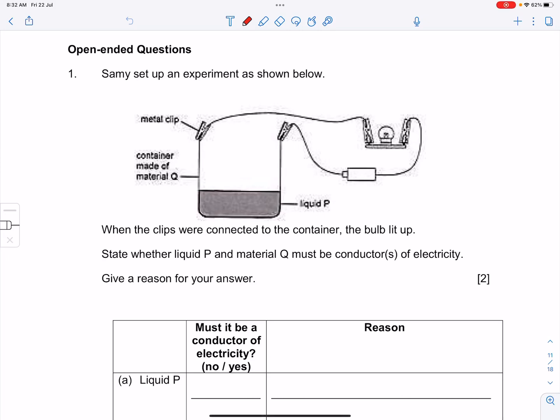Alright, today we are going to look at your topical practice set 2 for electricity. We're starting off with open-ended questions. Let's take a look at a question.